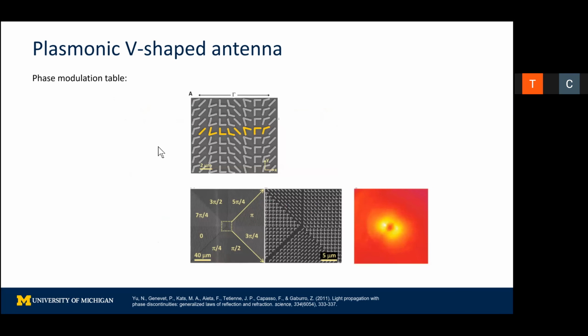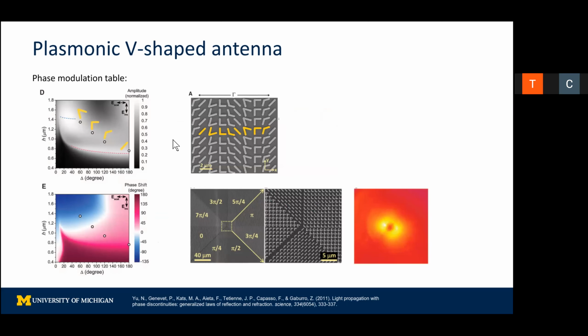So what people usually did is, they first change these nanostructures in terms of the length h or the opening angle delta. You can see that here, right? And you do a simulation and you figure out what their phase is and also what their transmitted amplitude should be. So in order to have the specific phase modulation you want, you can just pick any phase you have in this table.